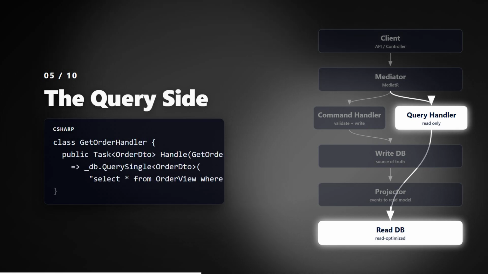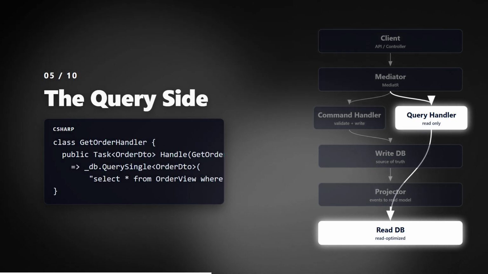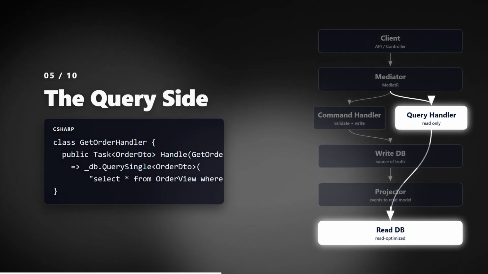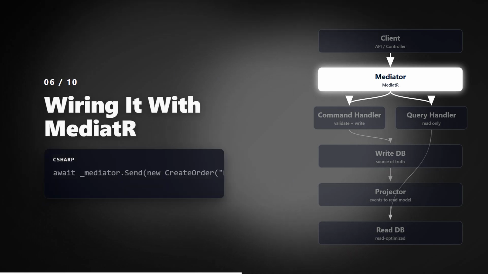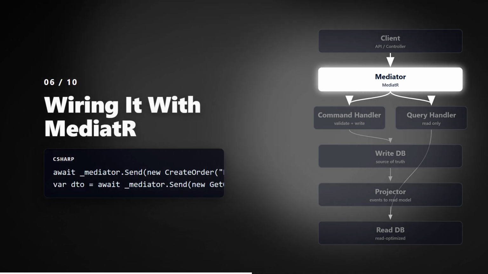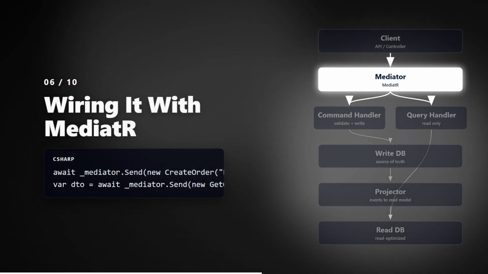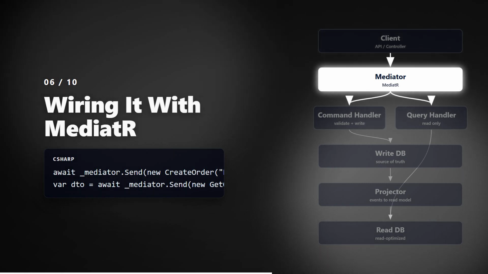Queries skip the rich domain model and read straight from a fast, read-optimized store, often shaped exactly the way the screen needs it. A mediator dispatches each request to its matching handler. Controllers stay thin and never depend on the logic directly.